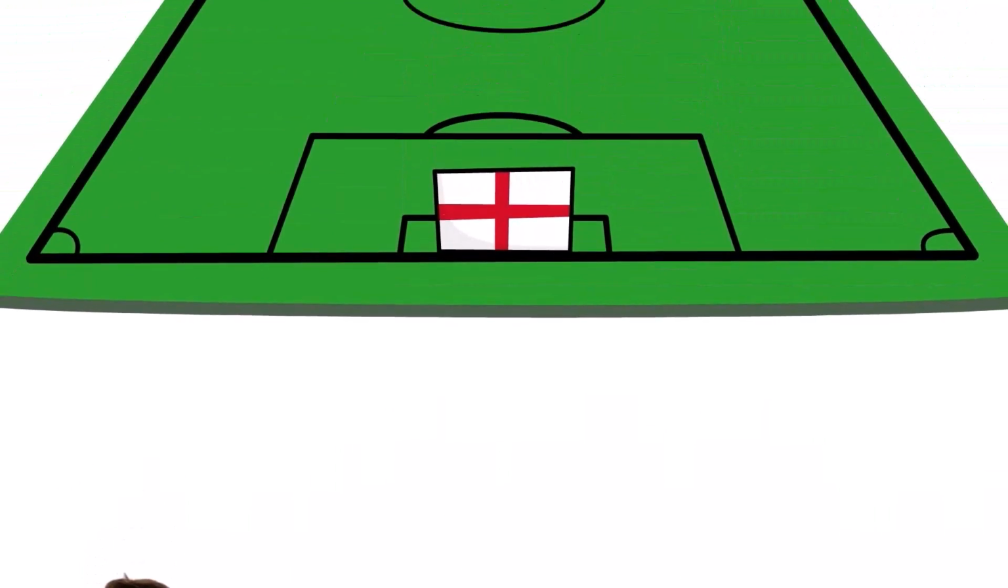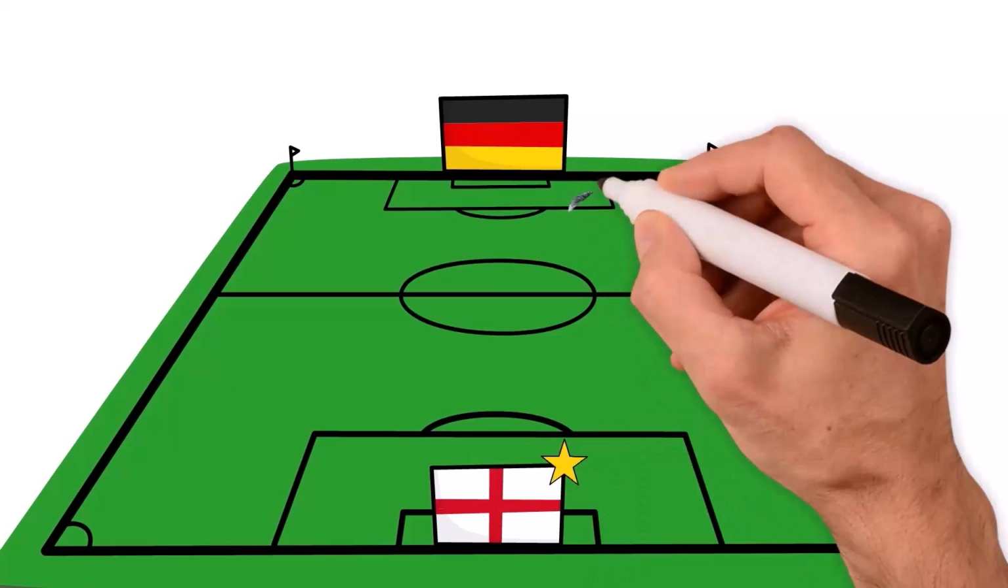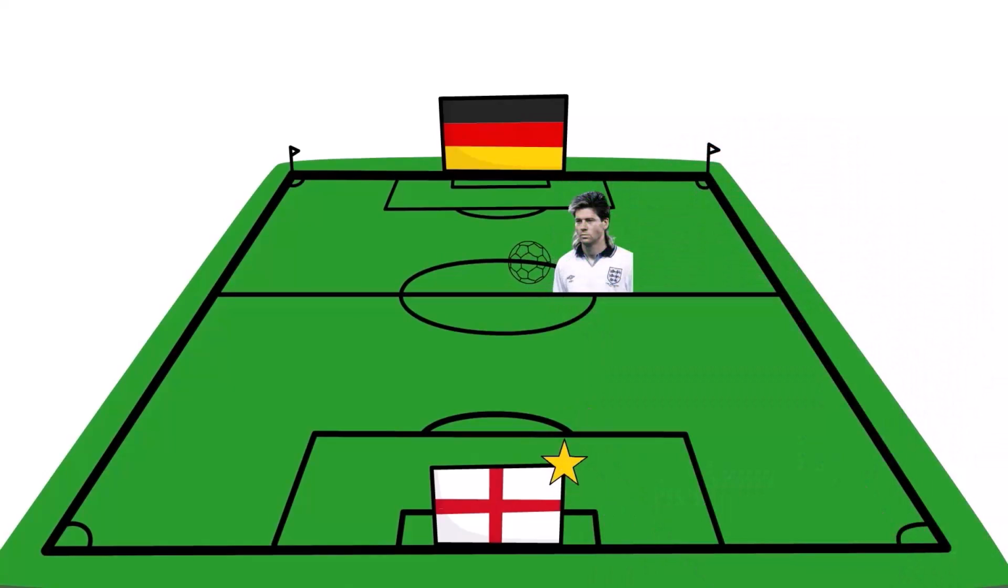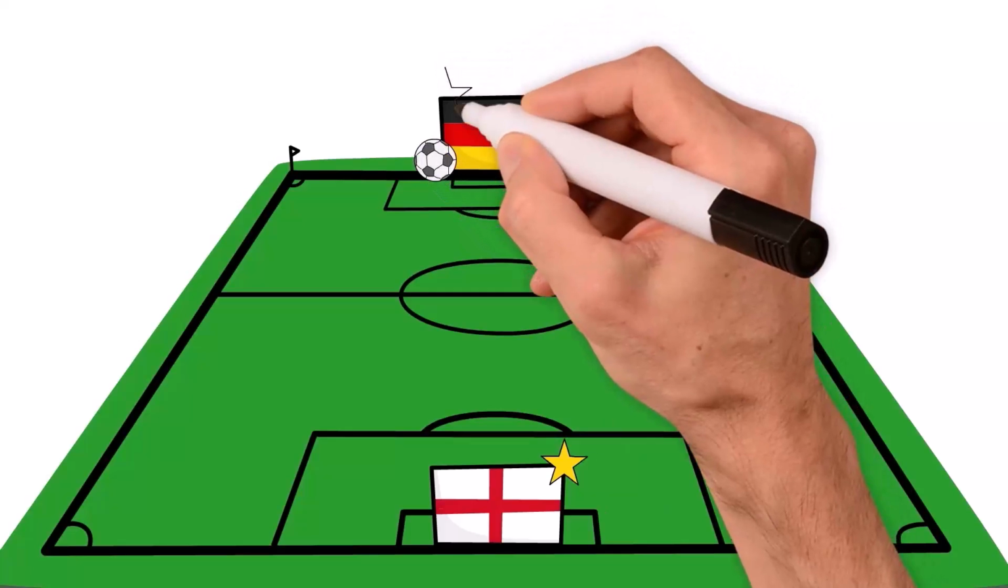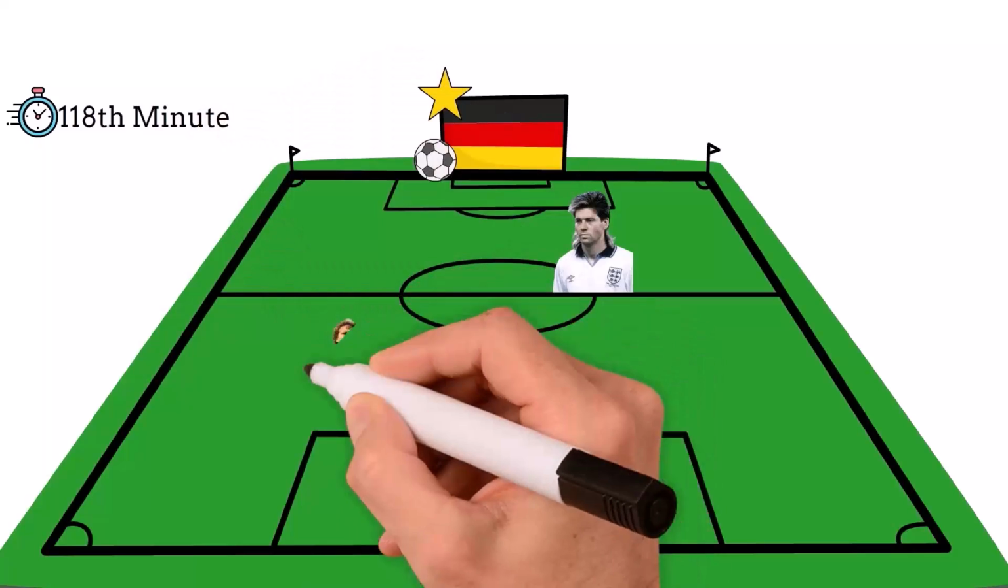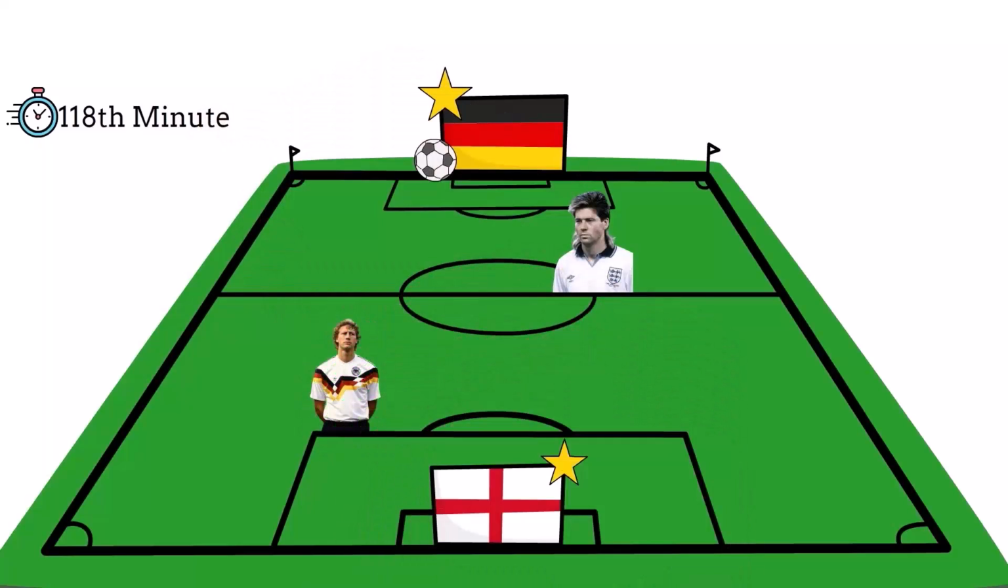Despite the setback, England had the best chance to score in the first half. The ball fell to Waddle, who hit the post from a tight angle. The best chance of the second half came to Germany. In the 118th minute, Guido Buchwald got the ball outside the box and curled a wonderful effort that hit the post. The game went to penalties.